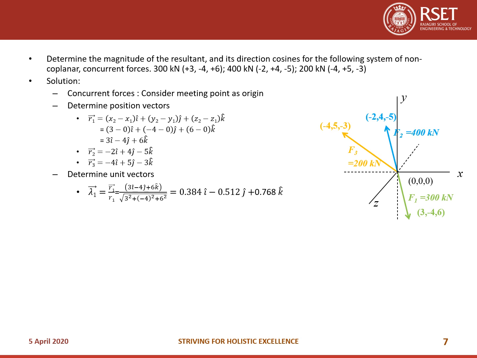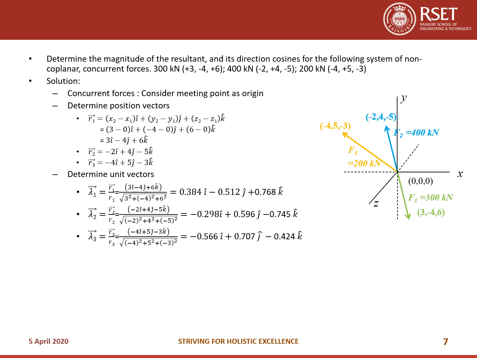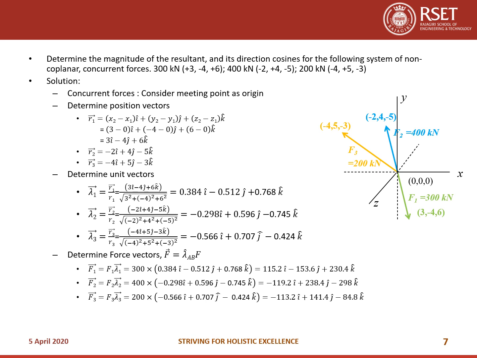So what is lambda 1? 3i divided by square root of 3 square plus minus 4 square plus 6 square. You will get it as 0.384. Similarly, the j component and the k component. Likewise, you can determine the unit vector lambda 2 and unit vector lambda 3. Once you have determined the unit vector, how will you get the force vector? Force vector is equal to unit vector multiplied by the magnitude of the force. So F1 will be equal to 300 multiplied by lambda 1. F2 is equal to 400 multiplied by lambda 2, and F3 is equal to 200 multiplied by lambda 3.